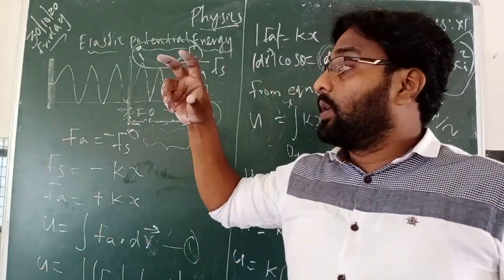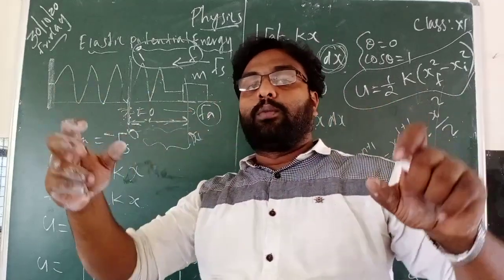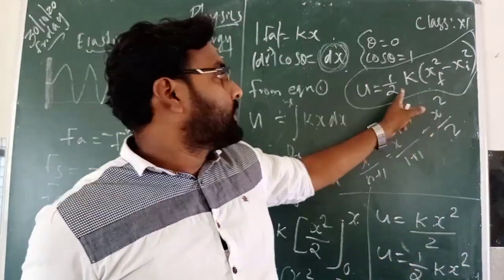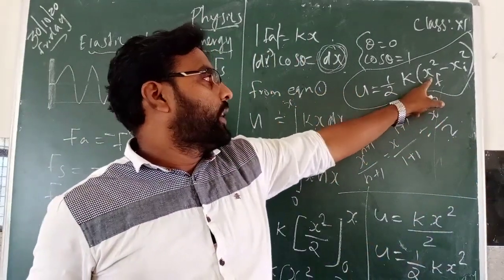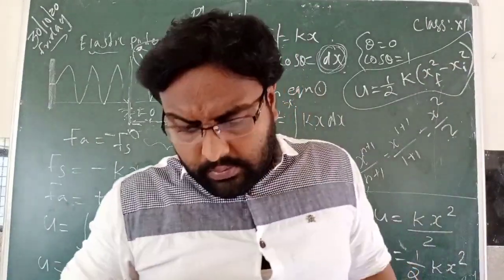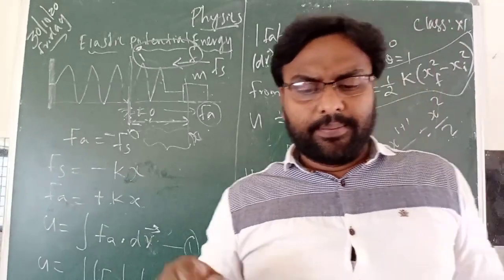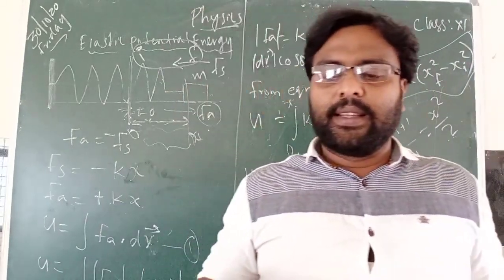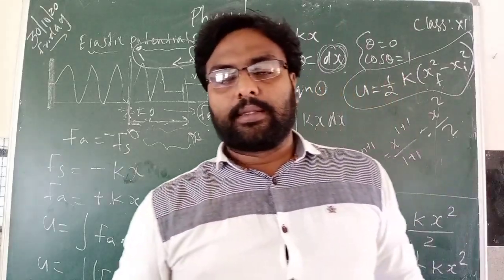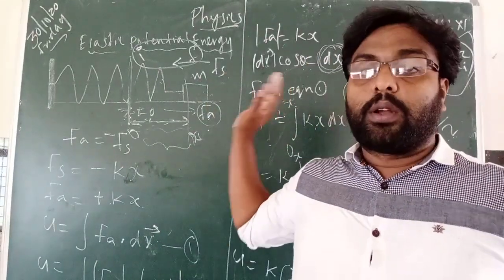Suppose you are elongating the spring from an initial position to a final position. Then you can use this equation of k times x final square minus x initial square. So mark this page number 178 and 179. You can study this. Now the next important question is, this is also an important question.